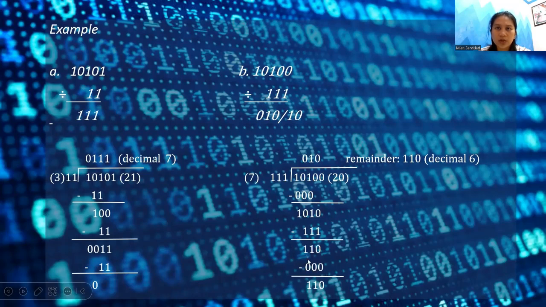So we divide it, so 110. So the remainder for example letter B is 10, which is the decimal of 6. So the answer here is 10. So in the column, the decimal of 10 is equal to 2.